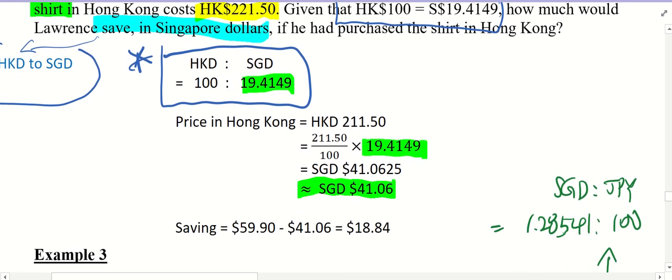So how much did he save? The price in Singapore is 59.90. I'll just subtract away the price in Hong Kong. And we are done. We found that if he bought the shirt in Hong Kong, he would have saved $18.84, which is quite a lot compared to the price itself. $18 compared to $59 is quite a big percentage, right? You can calculate the percentage saving. Okay, good. So this example is pretty simple.